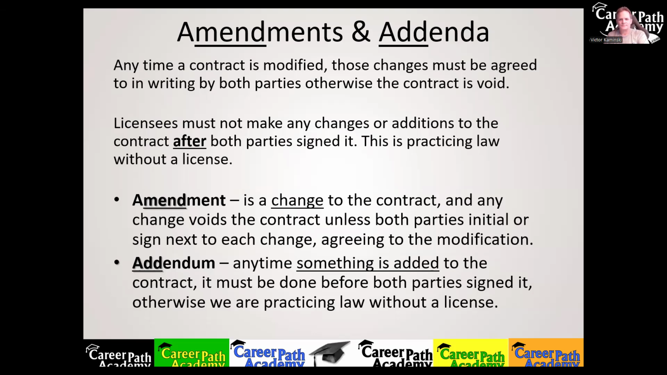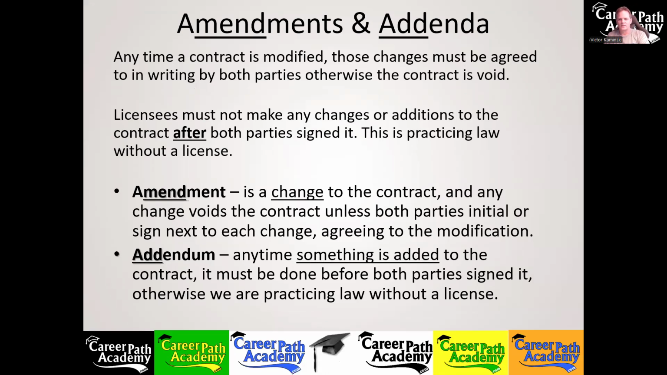All right. So this would be the unauthorized practice of law without a license.